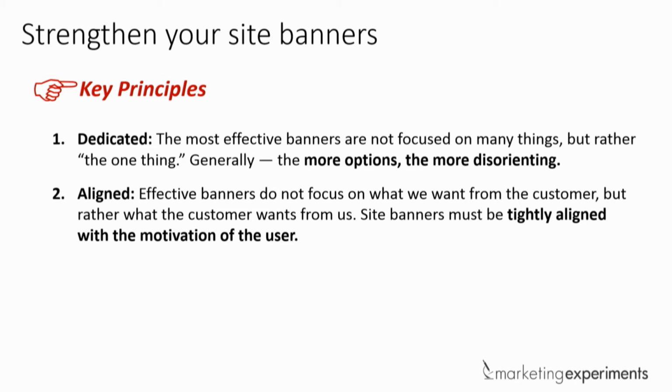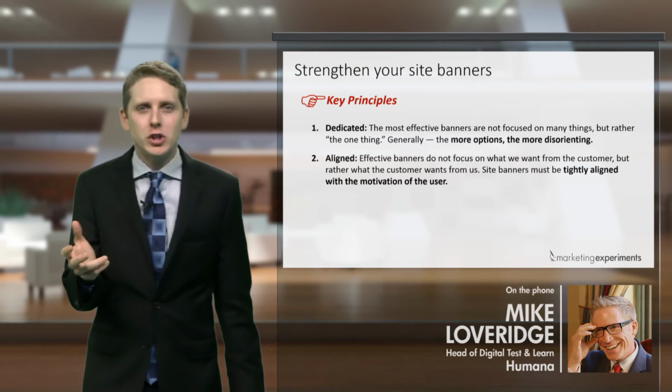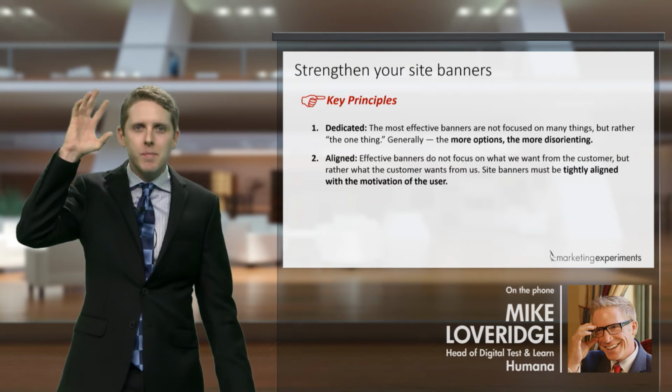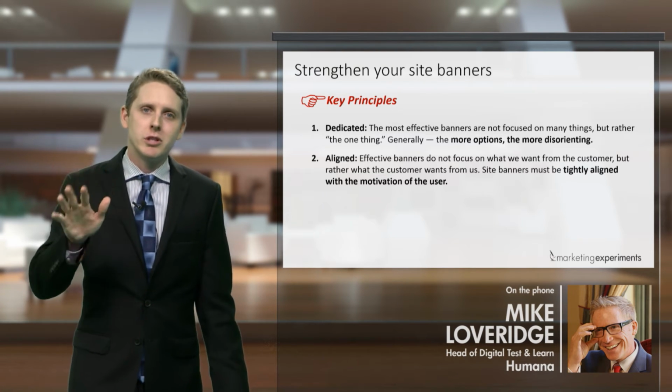Here's the second principle, audience. So our banners, we'll get them dedicated and focused on the one thing. We also need to get them aligned with the motivation of the user. Effective banners do not focus on what we want from the customer, but rather what the customer wants from us. This is a simple principle that we say all the time. We just find it time after time in our experimentation. When we make that slight shift, pulling ourselves out of our mindset and putting ourselves into the customer mindset, that has the potential to generate a lot of results.